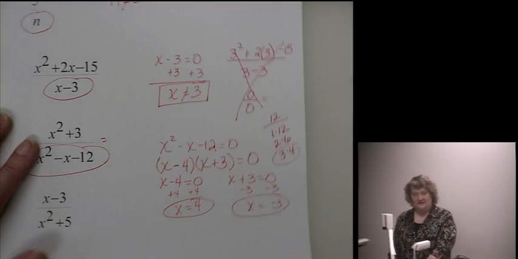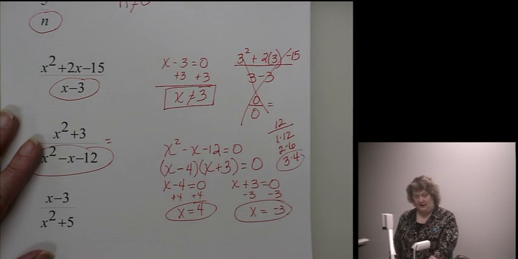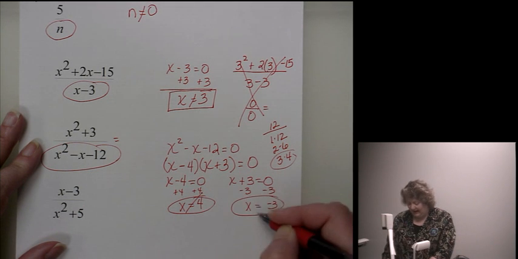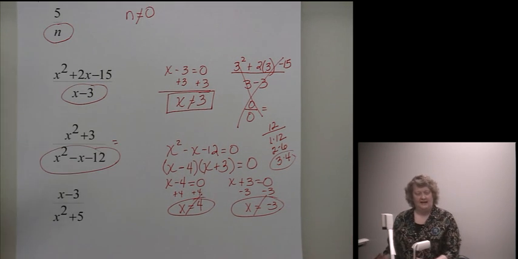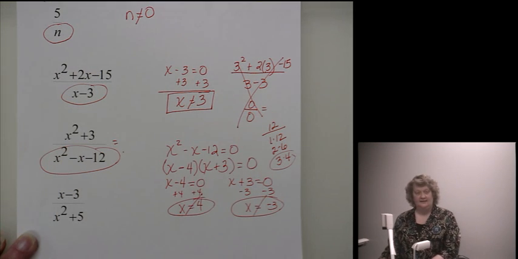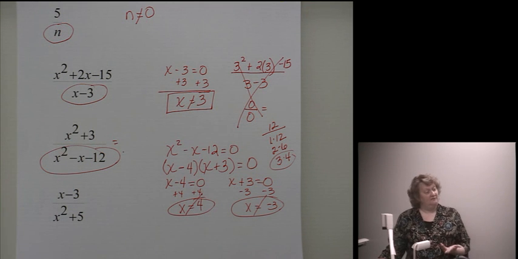Now, in this case, there are two values where the denominator equals 0. And both of those values would have to be restricted. Notice I put a big line through it because those are the two values that would make this denominator equal to 0. So sometimes you can have more than one answer.